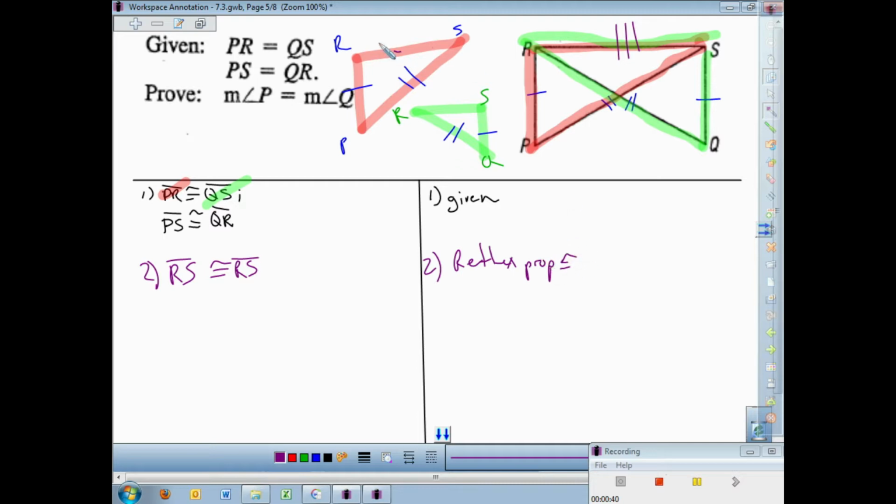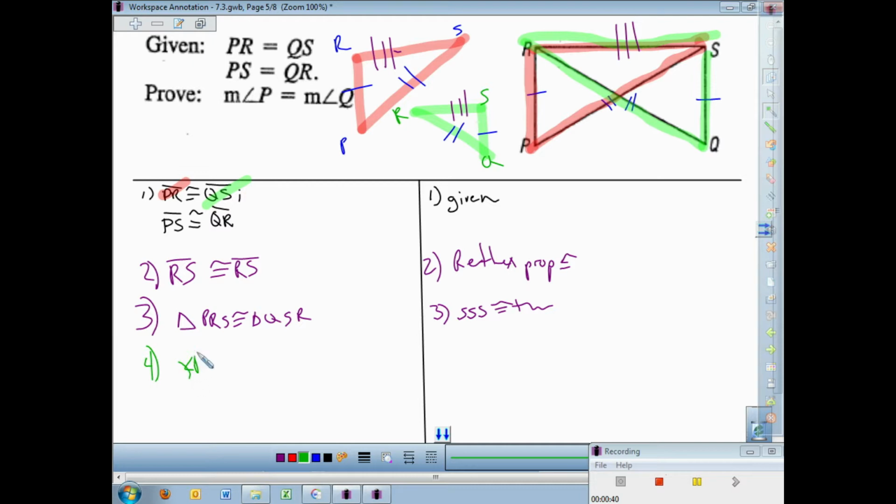And then you mark it in all three pictures if you have all three pictures drawn. Do you have enough information to prove those two triangles congruent? Oh yeah. Triangle, I'll call this one PRS, the red one PRS, is congruent to QSR, where P corresponds with Q, R corresponds with S, and S corresponds with R, by the side-side-side congruence theorem. And then step 4, you finally get what you want.